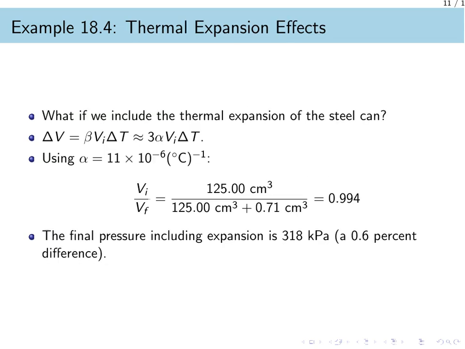What if we want to be more precise and include the thermal expansion of the steel can itself? Even though the can is solid, it will expand slightly when heated. Using the linear expansion coefficient for steel, we can calculate that the volume increases by about 0.71 cubic centimeters. When we factor this new volume into our equation, the final pressure comes out to 318 kilopascals.